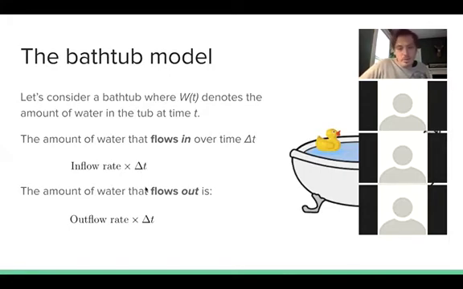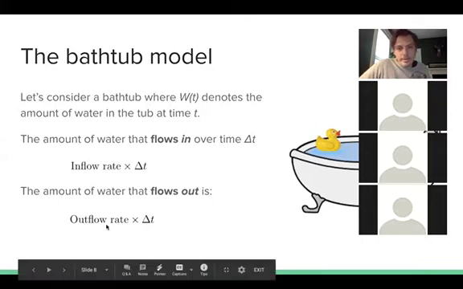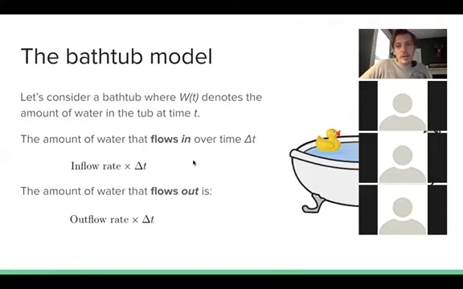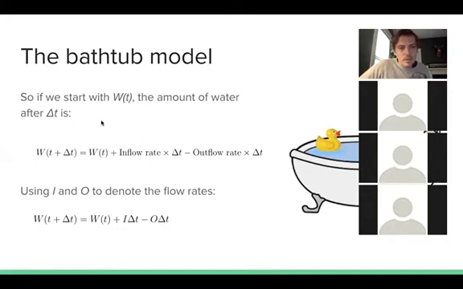And then water can flow out of the tub through the drain. And so the amount of water that leaves the tub over a given amount of time, delta t, will be equal to the outflow rate times delta t. So using this mathematical notation, we can track how much water enters or leaves the tub through time. If we start with a given amount of water in the tub at time t, W(t), we can calculate the amount of water in the tub after a certain amount of time has elapsed, delta t. And the amount of water in the tub after time delta t will just be equal to the amount of water that we start with, W(t), plus the amount of water that flows into the tub over time delta t, which will be the inflow rate times delta t, minus the amount of water that leaves the tub over time delta t, which again will just be the outflow rate times delta t.